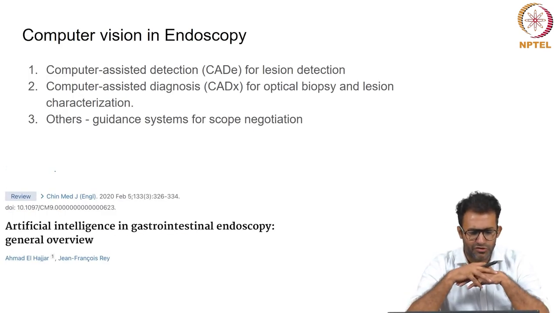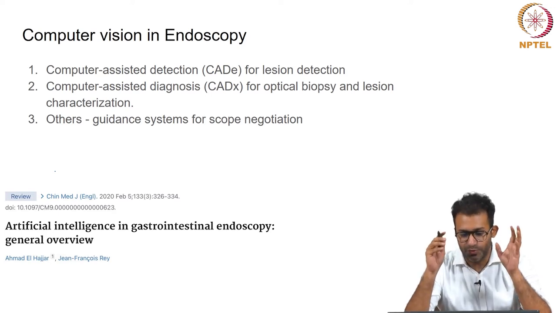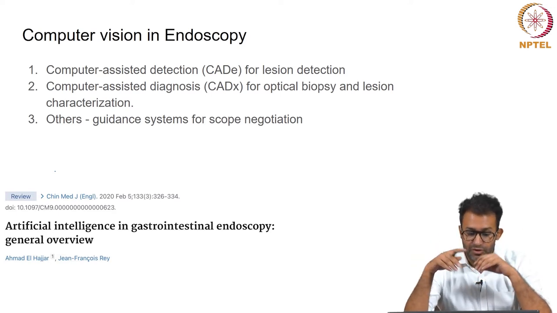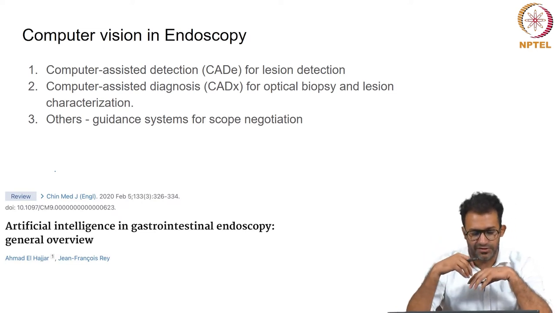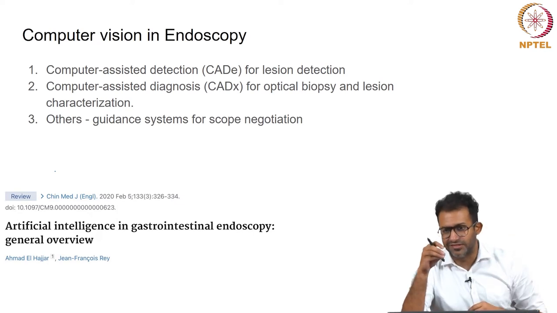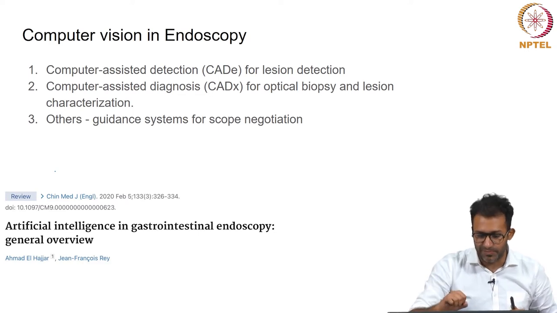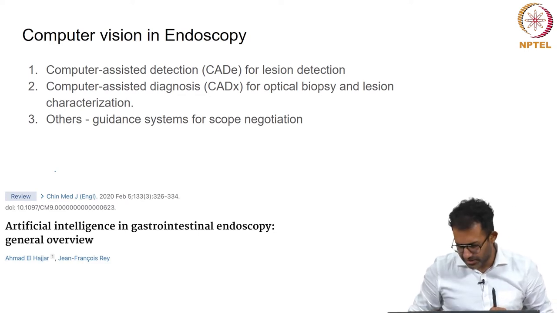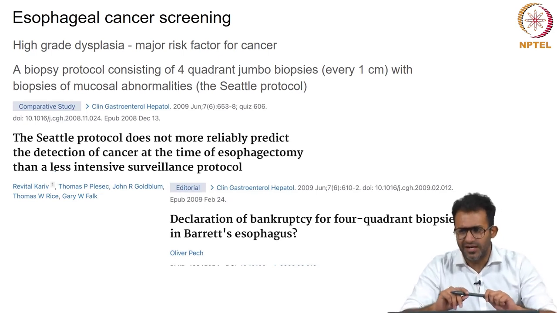So computer vision in endoscopy can be computer aided detection, which is for lesion detection, which we call CAD-E, or computer aided diagnosis, which can be called CAD-X, for optical biopsy and lesion characterization. There are other roles of computer vision in endoscopy, such as guidance systems. For example, if you find it difficult to negotiate the scope through narrow spaces, AI can help in understanding that. So we are going to discuss a clinical problem.